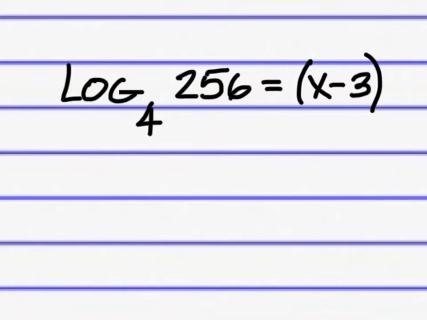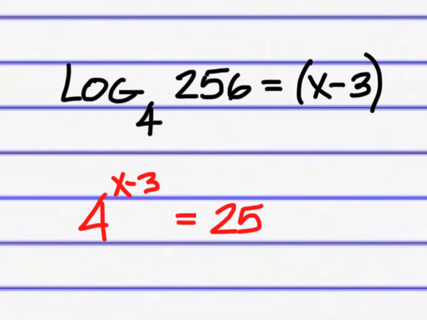Log base 4 of 256 equals the quantity of x minus 3. So we should know that that means 4 to the x minus 3 power equals 256. Now remember, this is a base. 4 is a base. And 4 to some power equals 256.